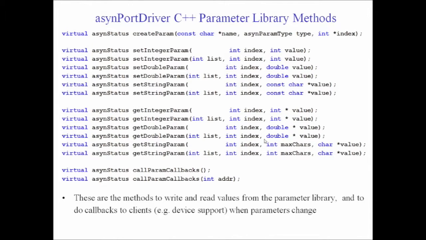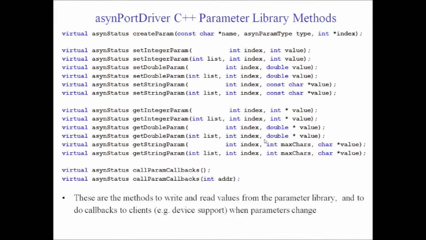AsynPortDriver has the following parameter library methods. In your constructor, you have to call createParam. You give it the name of that parameter. That's going to be the drvInfo string that records use at the end, like binx back in that example. Then a parameter type, is it asynInt32 or Float64? And then you pass it the address of an index that createParam is going to assign an index number to this parameter.